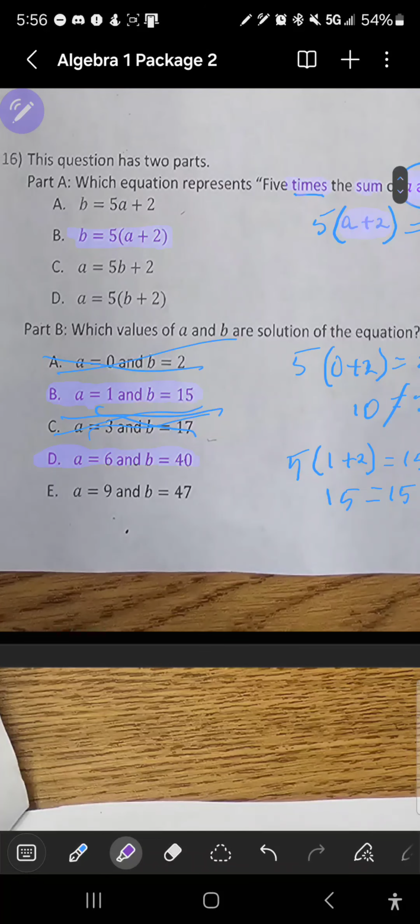Now for E, A equals 9 and B equals 47, I'm going to do here 5 times 9 plus 2 equals 47. 9 plus 2 is 11. 11 times 5 is 55. So 55 is not equal to 47. So this is false. And the only ones that we choose are B and D.